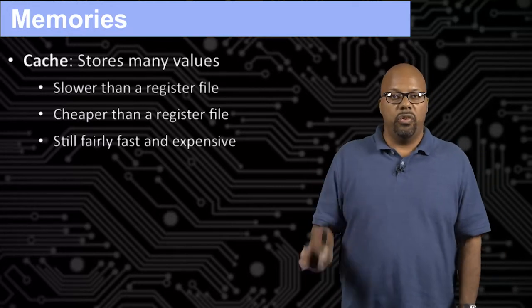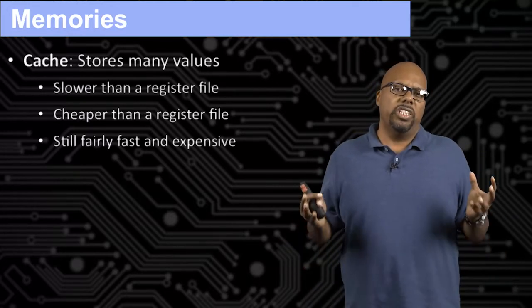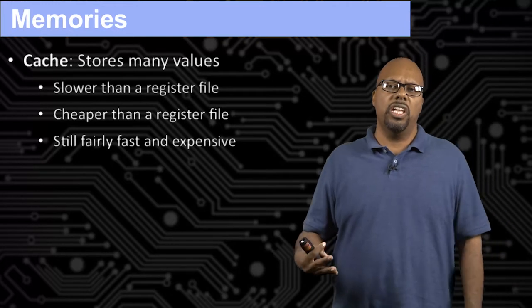Memories. You know what a memory is, it stores data, but memories are made to store a lot more data than registers. So you won't just have 32 registers; memories will be a lot bigger. There are varieties of memory. One type of memory is called cache memory. Cache memory stores a lot of values.